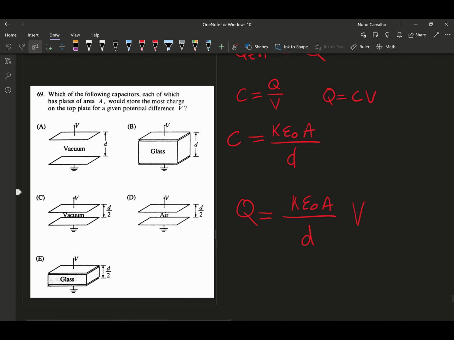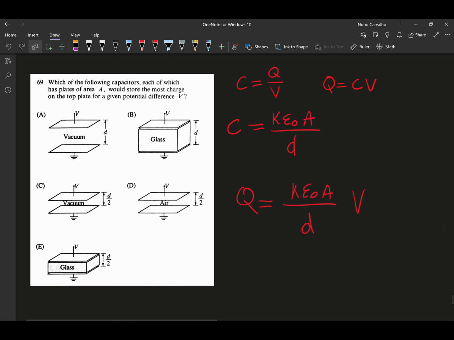The A is all staying the same, so we don't have to worry about it. That's just a constant. The V is constant. So the other thing to worry about is this K, your dielectric constant. A vacuum is going to have a K of 1. It's going to be the smallest K value. Air is not far behind. It's pretty small. But I'm sure glass is going to have a higher dielectric constant than air.